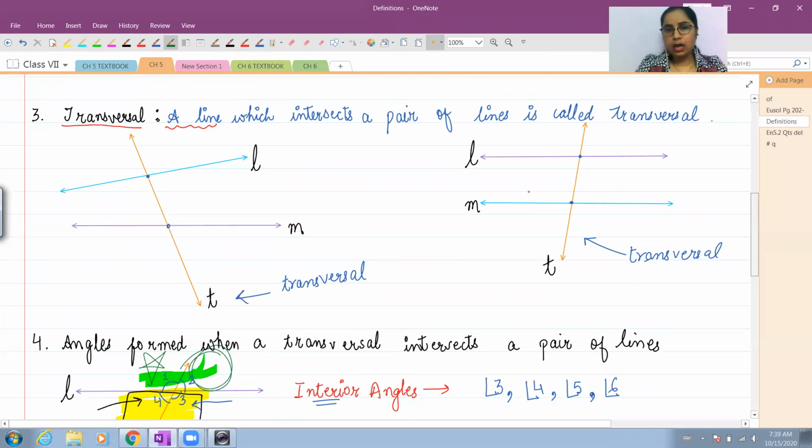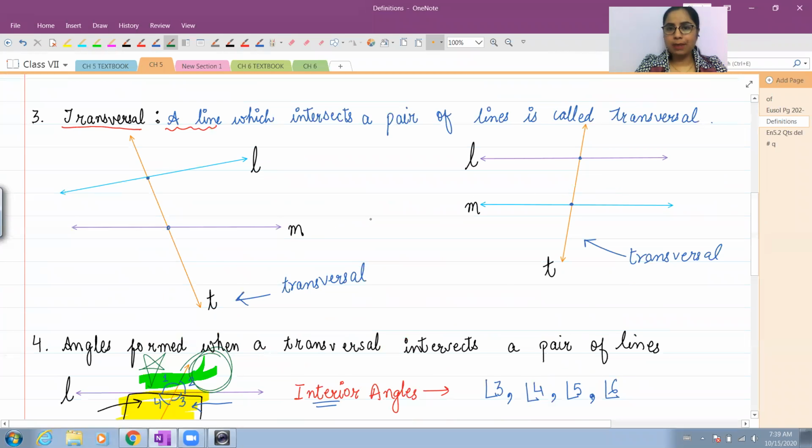In this diagram, I have drawn two lines, L and M. As you can see, L and M are purple and blue. So there are two lines, purple and blue lines. And then I've drawn an orange line. That orange line is crossing the blue line as well as the purple line. So this orange line will be called a transversal, which intersects two lines or more lines.